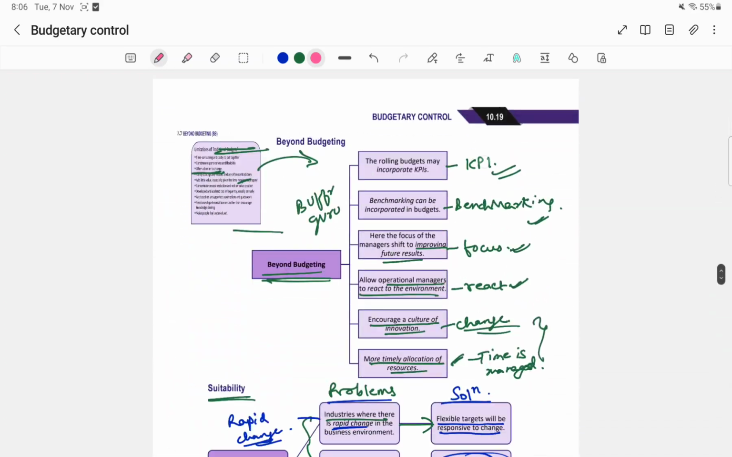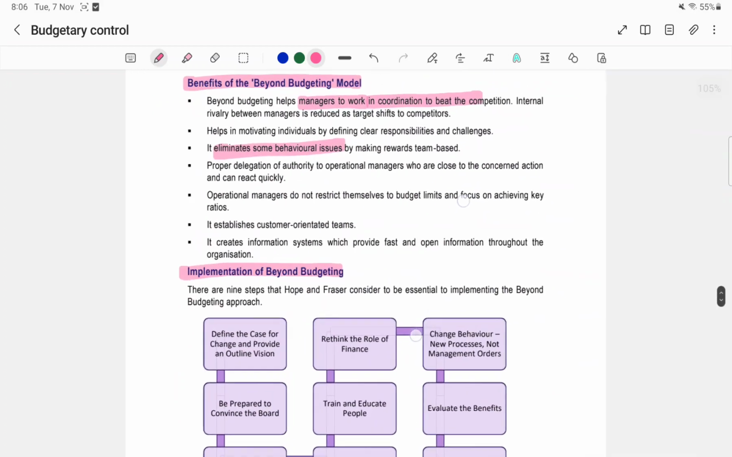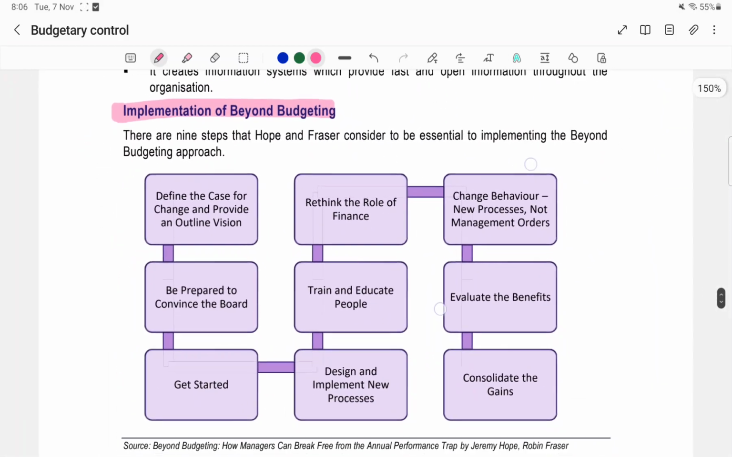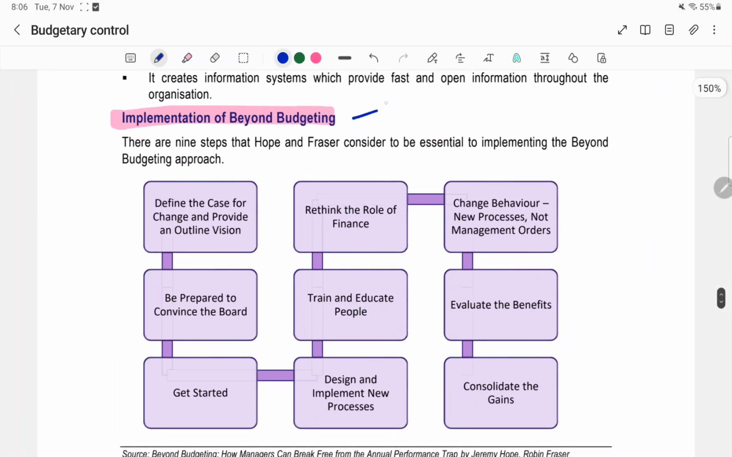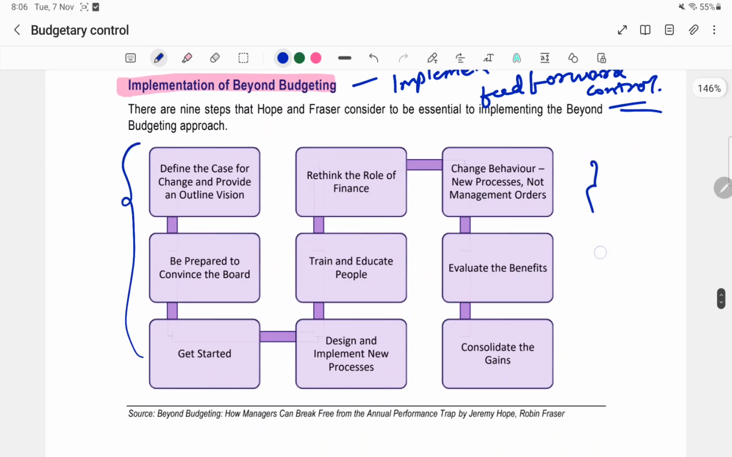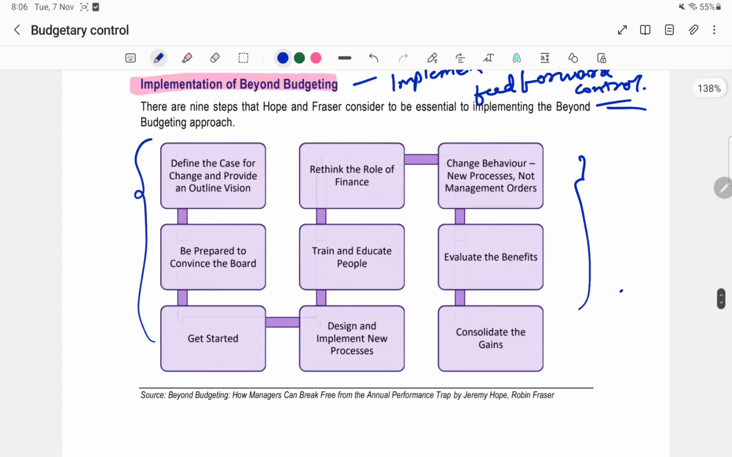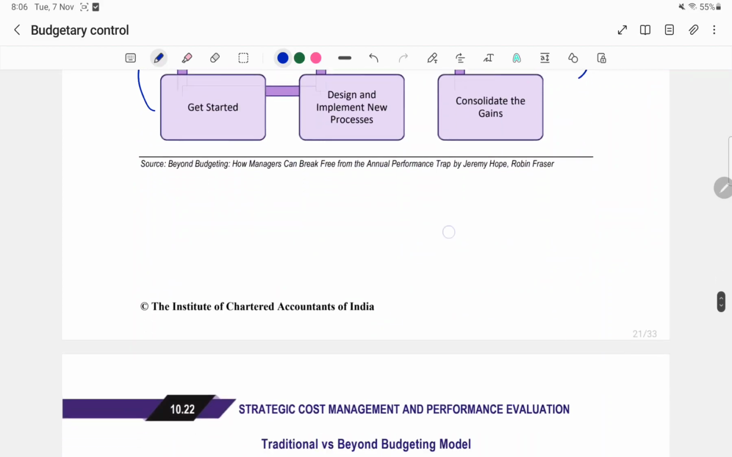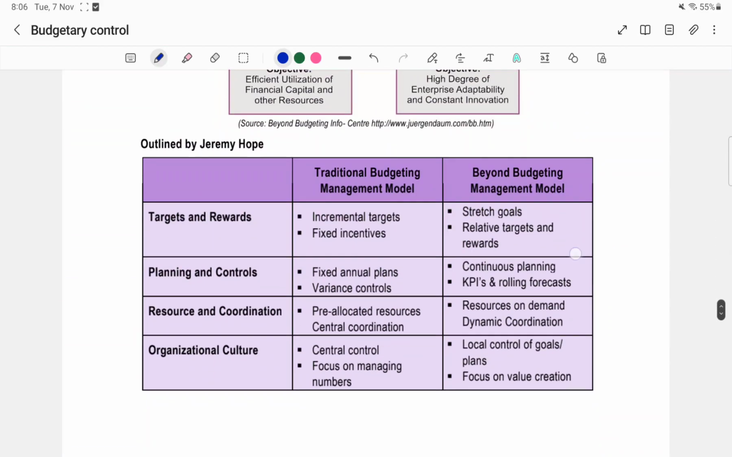If we come back to the point we were studying, it is implementation of beyond budgeting. So we will write down also here. Above we studied implementing feed forward control. So these are just points you have to memorize. Just read these ones and it is easy to learn. Just memorize it. Ratification.